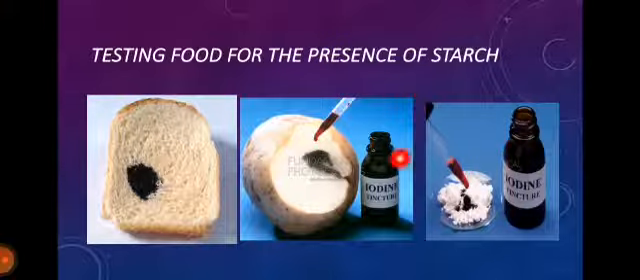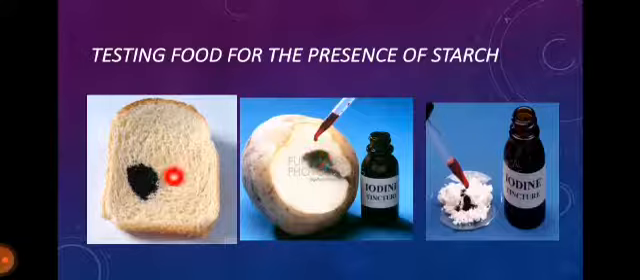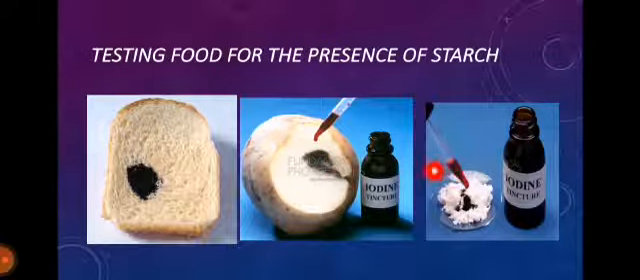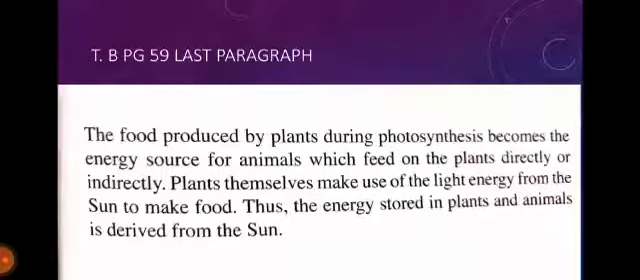So when you apply that tincture over this food, the tincture is yellowish in color, but when you apply it on this food, it will change its color to bluish black. So this experiment you can perform at your home, and this is a test for starch. If the thing changes its color to bluish black, it means this food has starch in it.